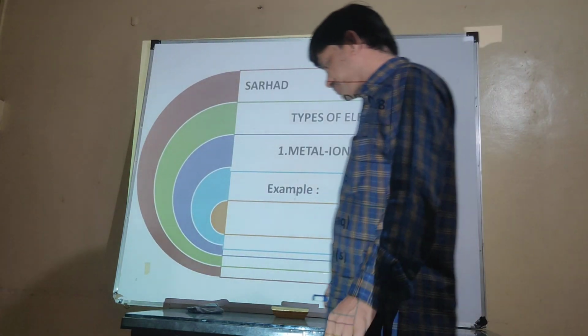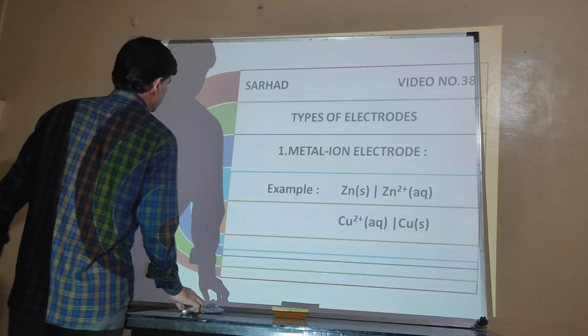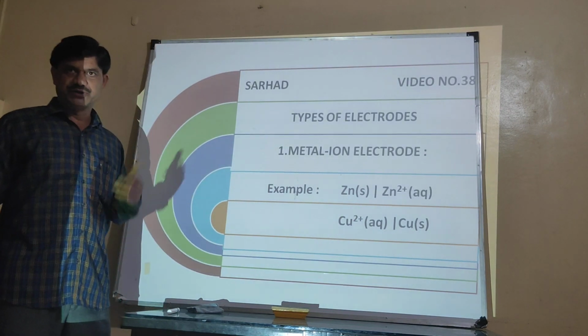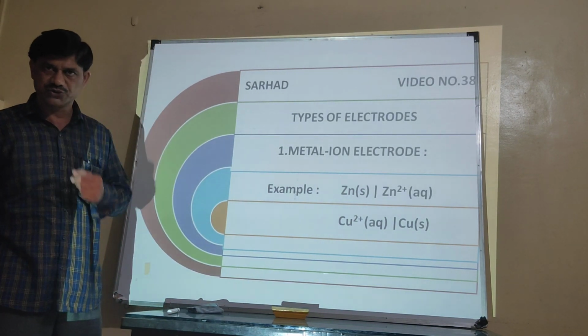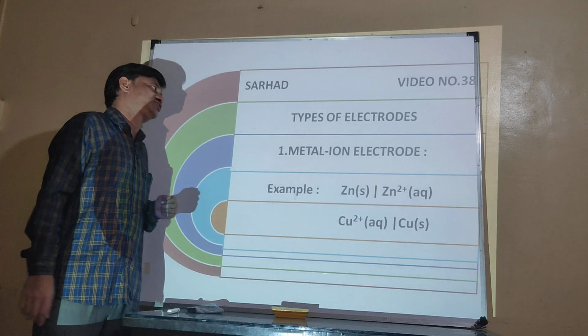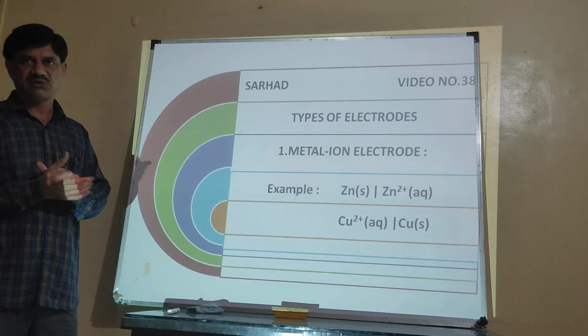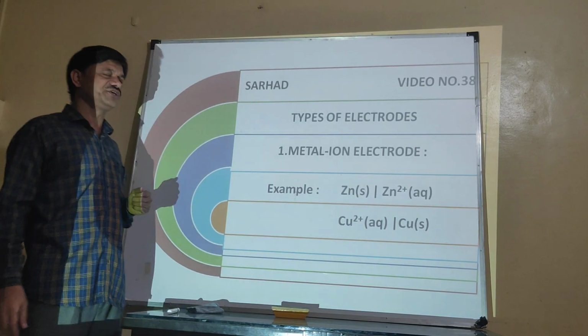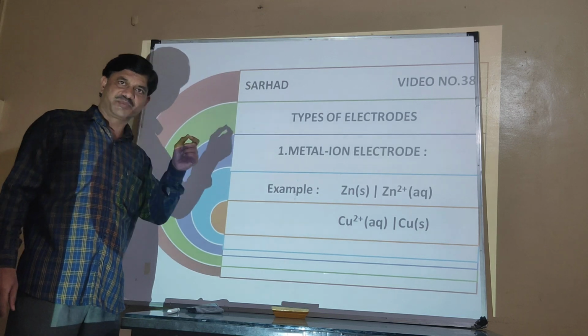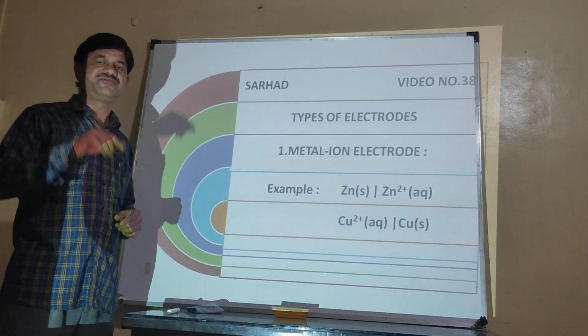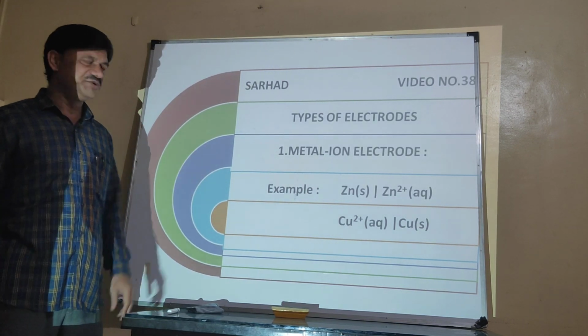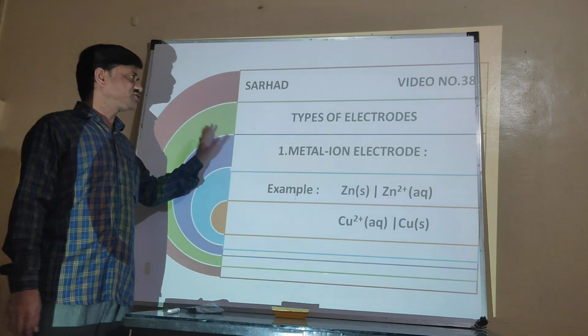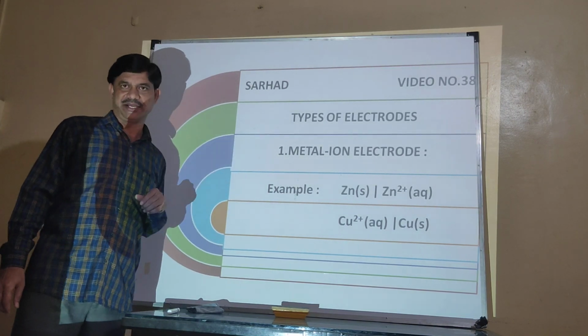Then the next point: what are the different types of electrodes? In a board exam, a 3 marks question will be there, or at least a 2 marks question will be there: what are the different types of electrodes? Or in case of MCQ discussion, an example is given to you and you have to identify the type of electrode, or the reverse will be the case. So let us start with different types of electrodes.